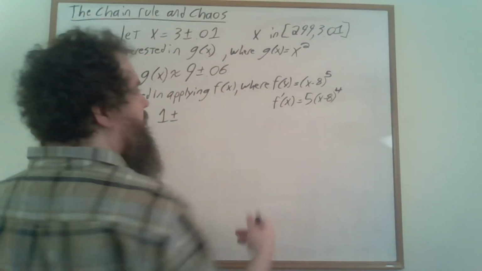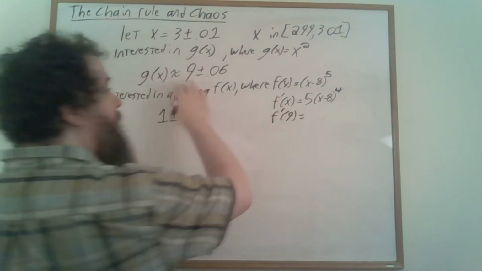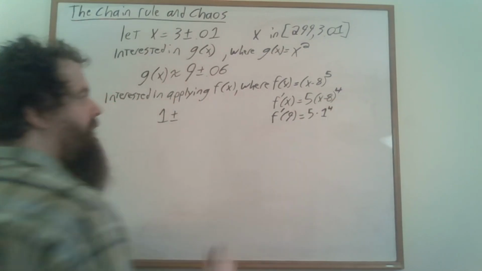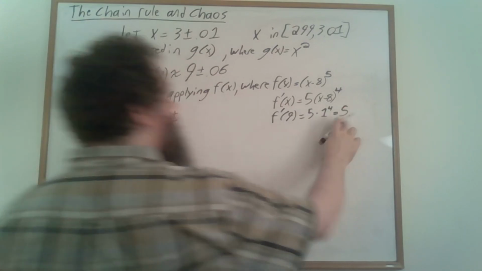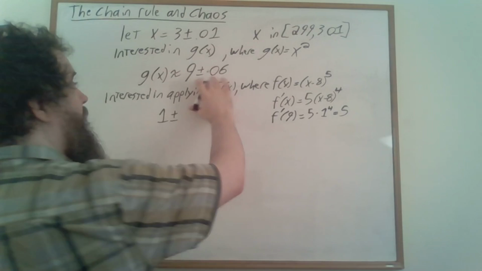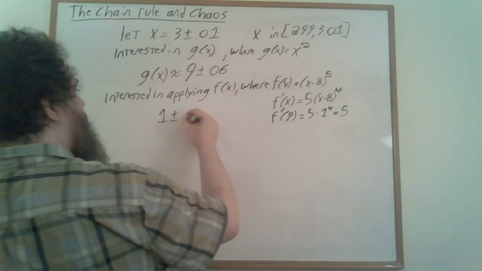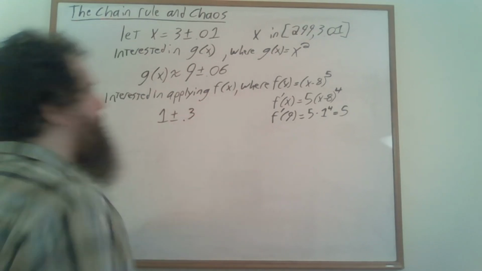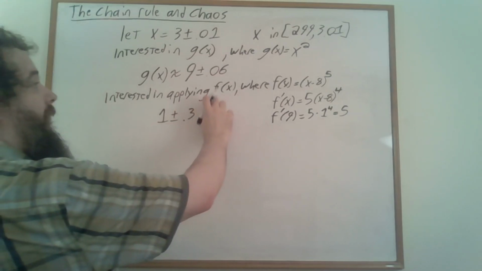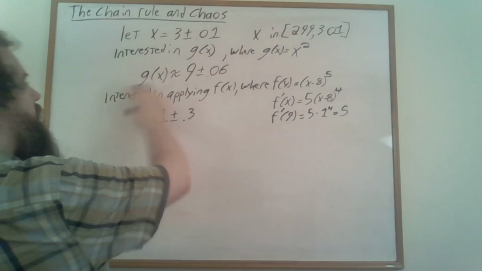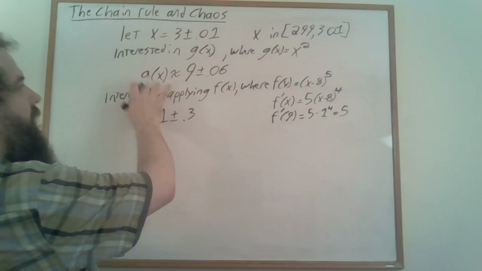So here's our derivative, f prime of x. We need to evaluate this at 9, at our base point. And again, we're going to get 9 minus 8, which is 1. So 5 times 1 to the fourth, which is just 5. So that's going to be our uncertainty multiplication factor here. We take this uncertainty here and we multiply it by 5. So it's going to be 1 plus or minus 0.3. And the value that we got here, we got by applying our f function to, well, it's only an approximation, but it's to our approximation of g of x.